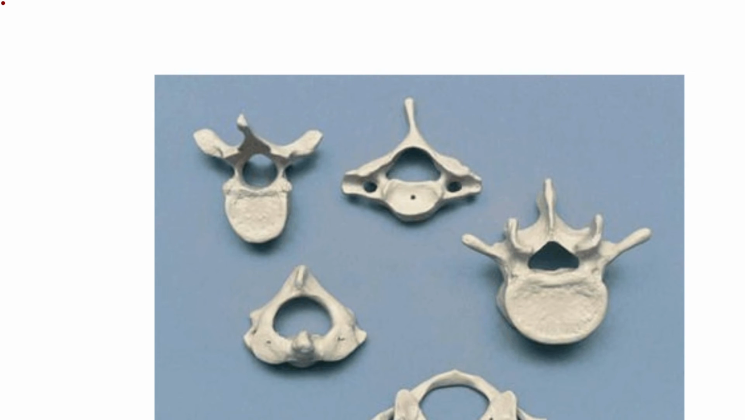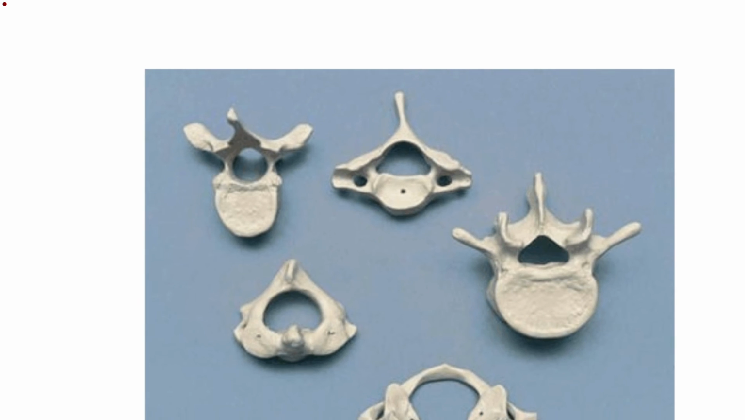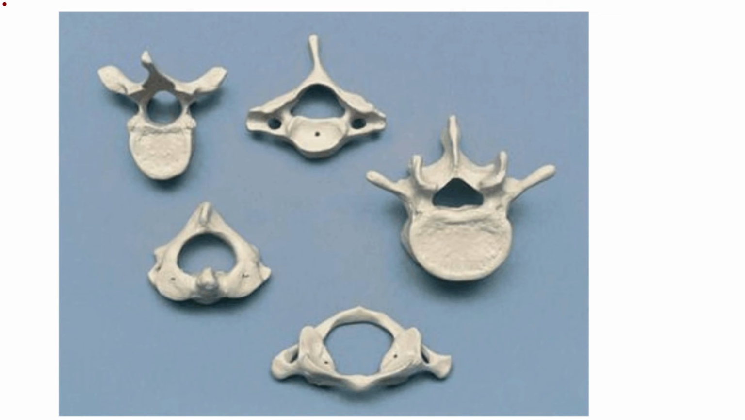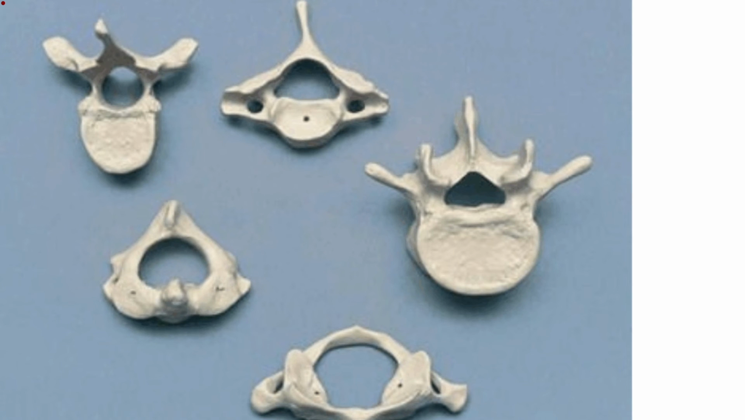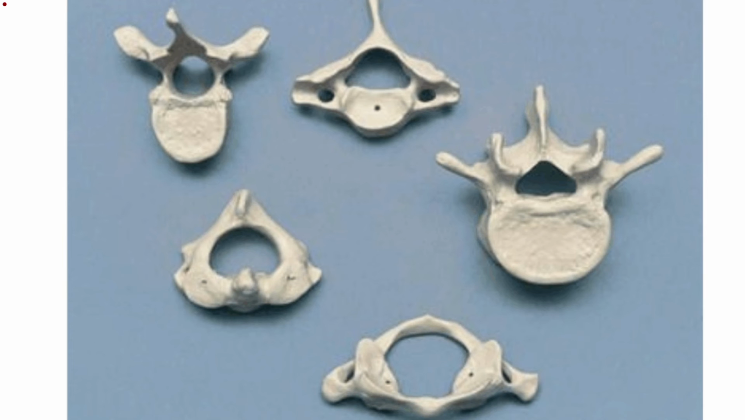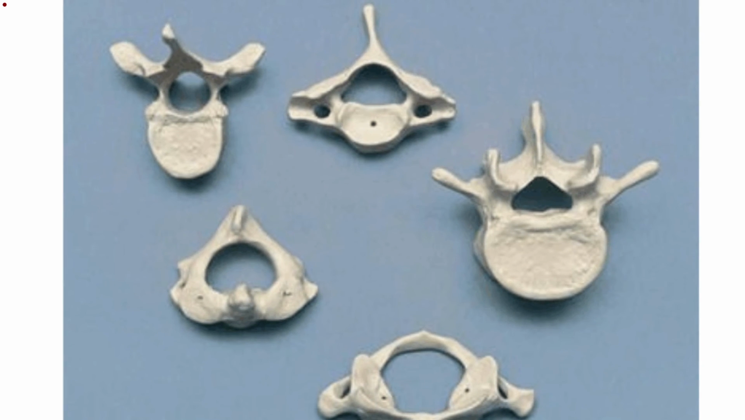Okay. Now, these are different vertebrae. You only need to know C1 and C2 by name. The other ones you need to know what category they fall in. Okay. So, first, let's just start with delineating the three different types: cervical, thoracic, and lumbar.